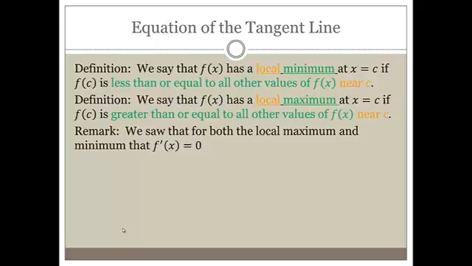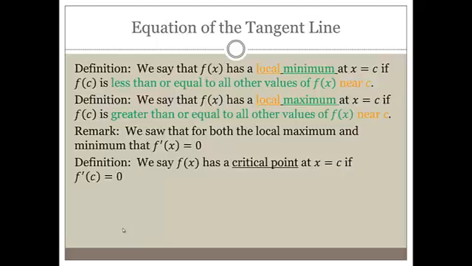And we saw that for both local maximum and local minimum, the derivative f prime of x is 0. So we will find this definition useful as well. We say f of x has a critical point at x equals c if its derivative f prime of c equals 0. Notice that if we have either a local maximum or a local minimum, then the derivative will be 0, so we have a critical point.